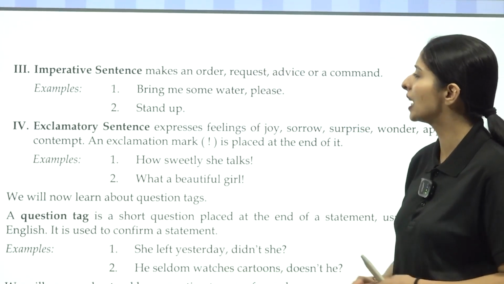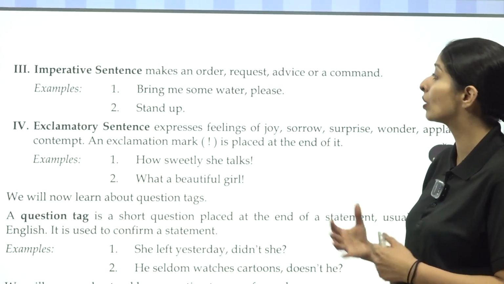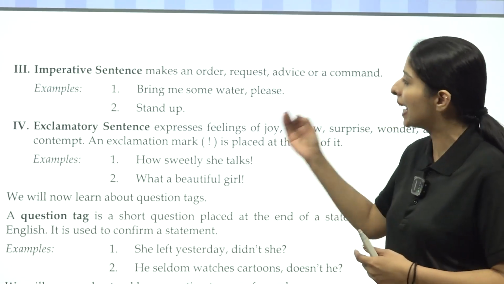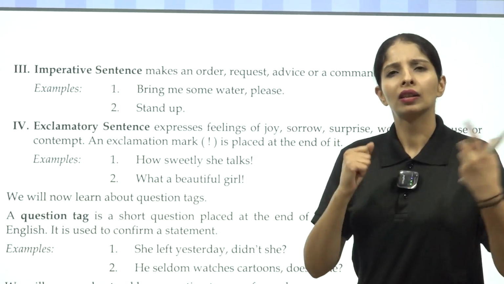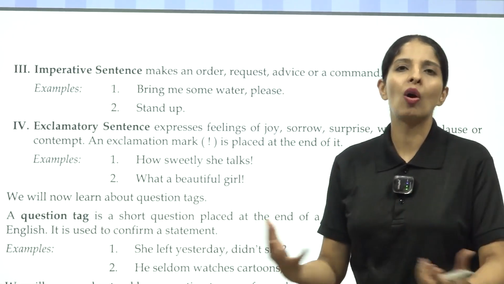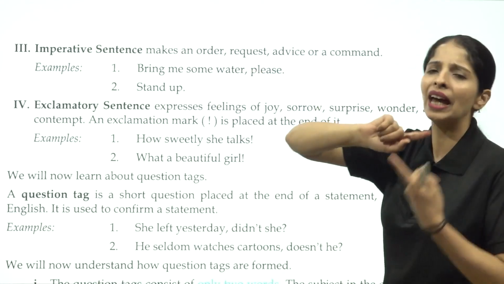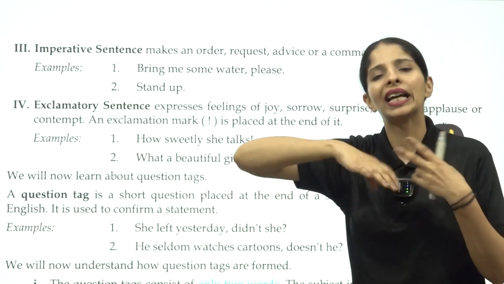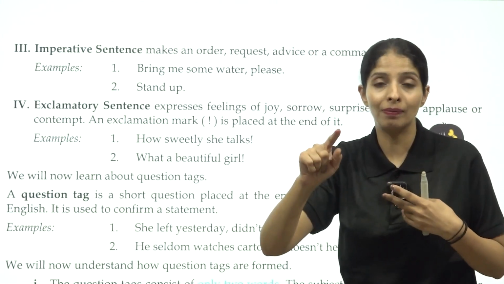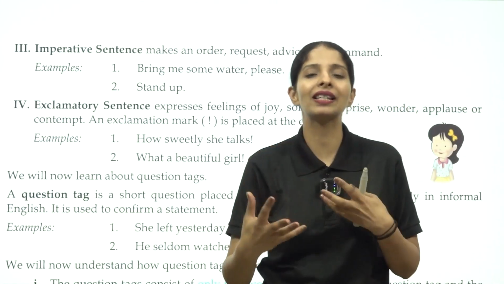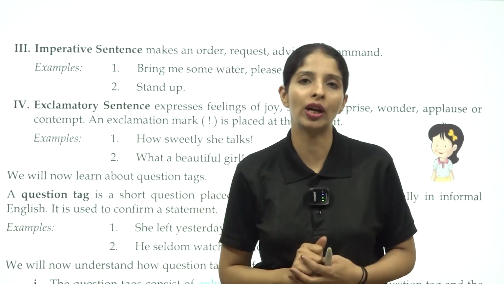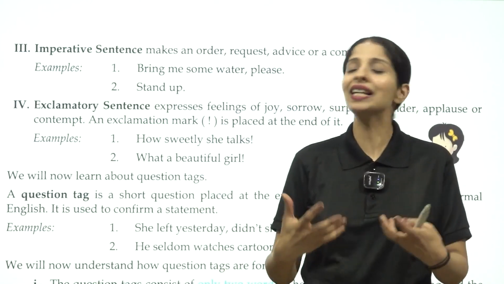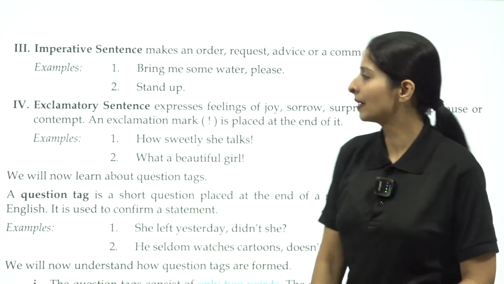Next, an imperative sentence makes an order, request, advice, or a command. Like, bring me some water, please. Stand up, shut the door, come outside. So these all are imperative sentences, where there can be an order or a request, like please give me this. But if I say, can I borrow your pencil, it's a question. It is an interrogative sentence. But if I say, please help me, that is an imperative sentence.